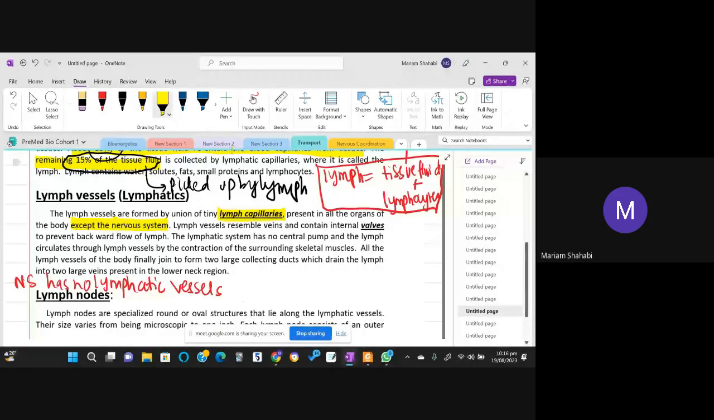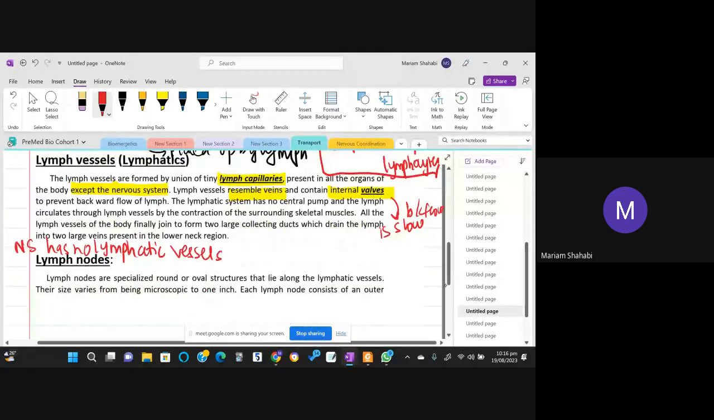Okay, the lymph vessels resemble veins. They are a lot like veins. They contain internal valves. Why? Because lymph flow is very slow, and that rhymes. The lymphatic system has no central pump, and the lymph circulates through lymph vessels by the contraction of the surrounding skeletal muscles. When our skeletal muscles contract, they exert some pressure on the lymphatic vessels. Because of that pressure, lymph circulates.